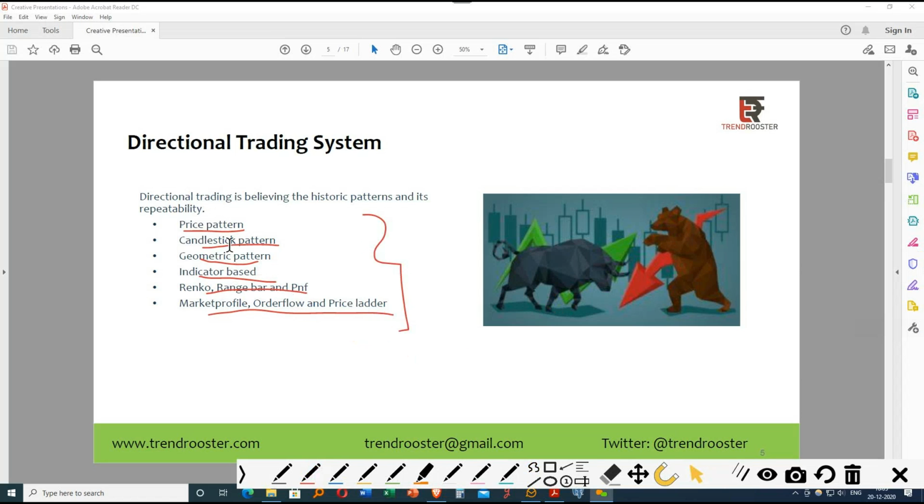So typically this is the area. If you want to master even one price pattern, it will take at least 2 years, and then candlestick patterns will take another 2 years. Renko, range bound, and range bar PNF charts take at least 1 or 2 years. Market profile is an unknown area which even I don't understand so far.